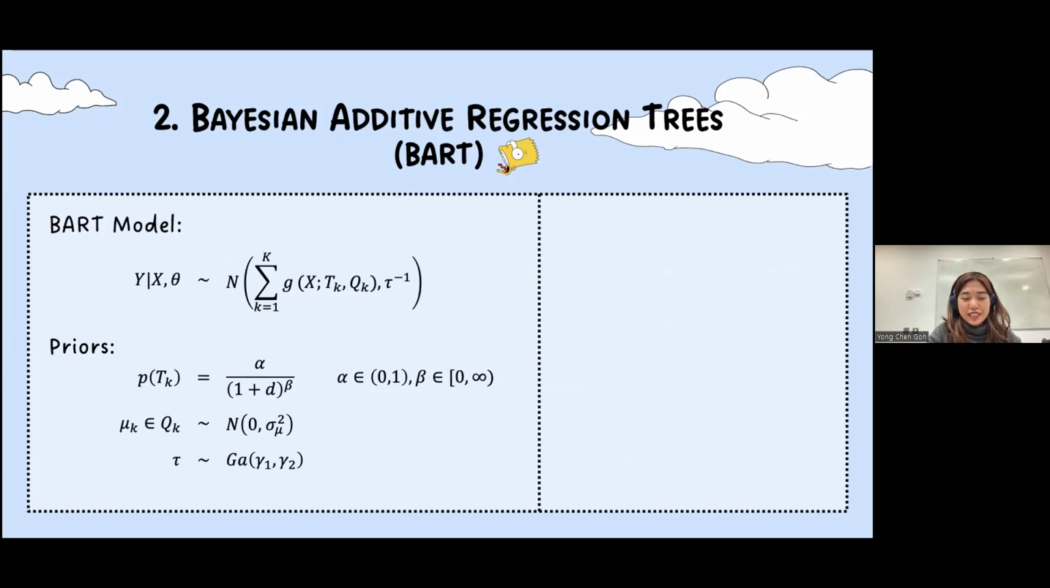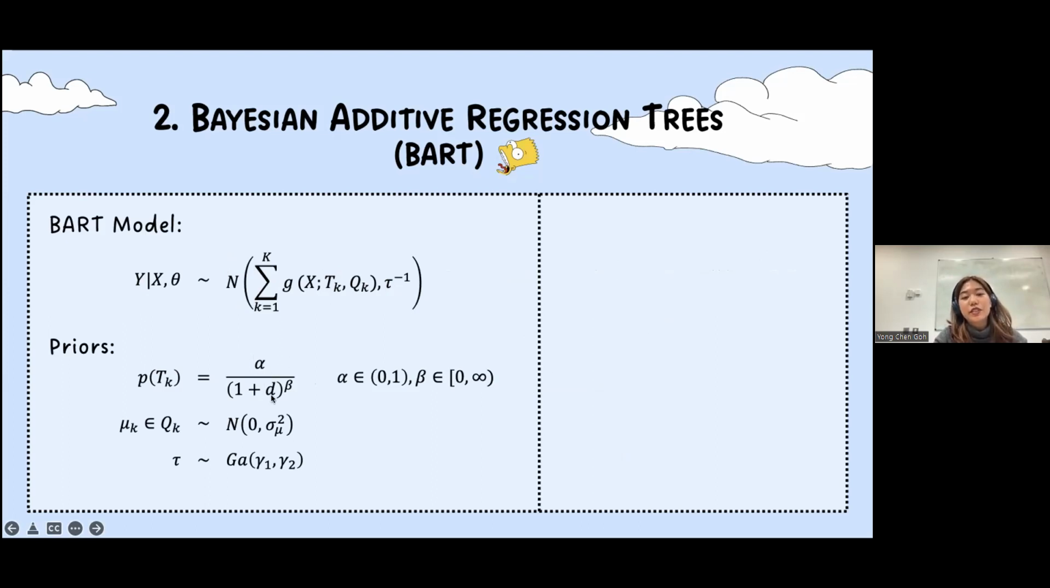So this is what the math notation looks like for the BART model. Your data Y is normally distributed with the mean equal to the sum of trees, and tau is a precision parameter. And these are your priors. The first one is the priors for the trees.